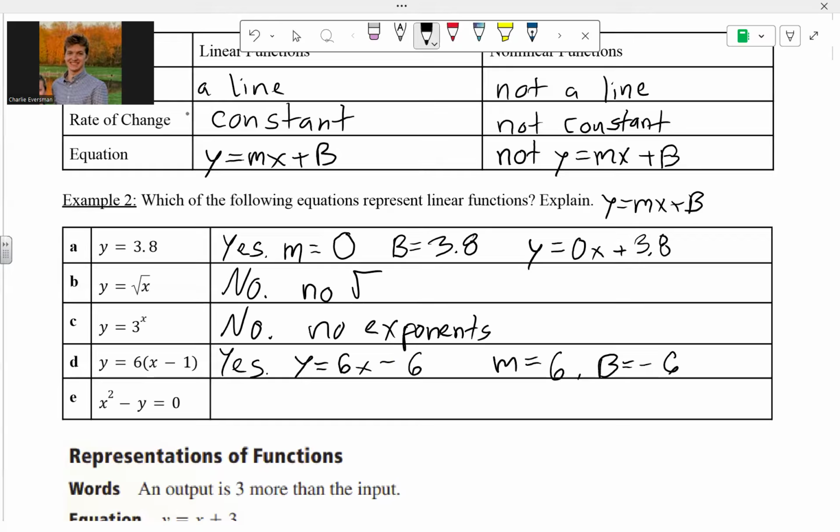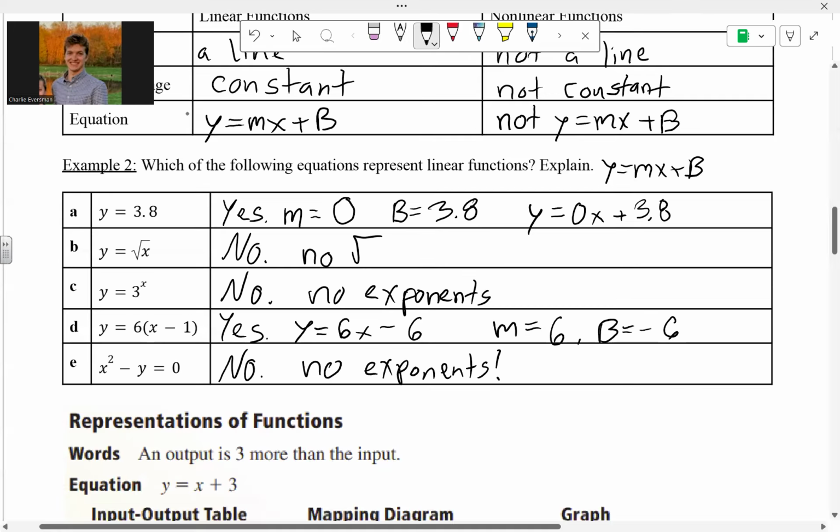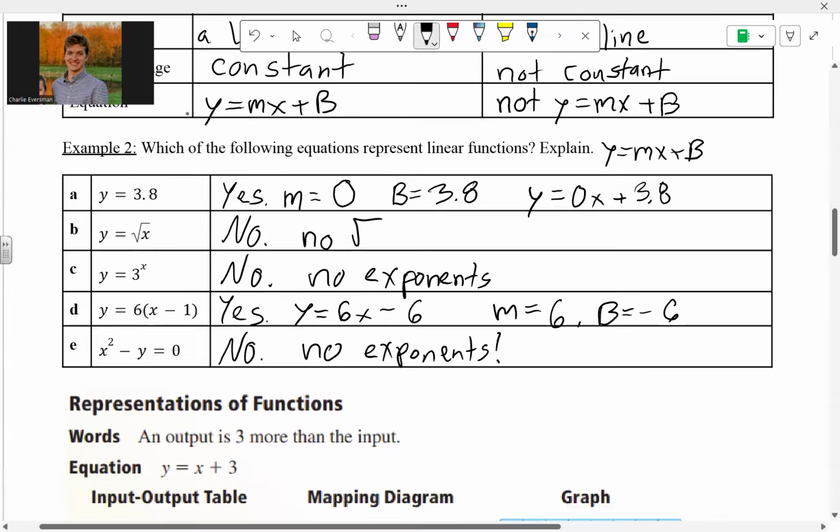I have to switch this sign here. I take this whole thing. Here I had positive 3.8, so that was 3.8. Here I've got -6, so that's -6. This one follows the same pattern as before. No, we're not allowed to have exponents. I might even put an exclamation point here. Boom. No exponents. Exponent stuff will be what you do in Integrated 1, and Integrated 2 and Integrated 3.